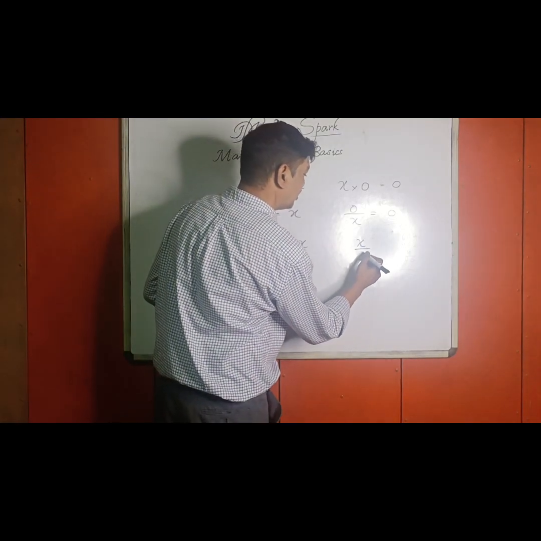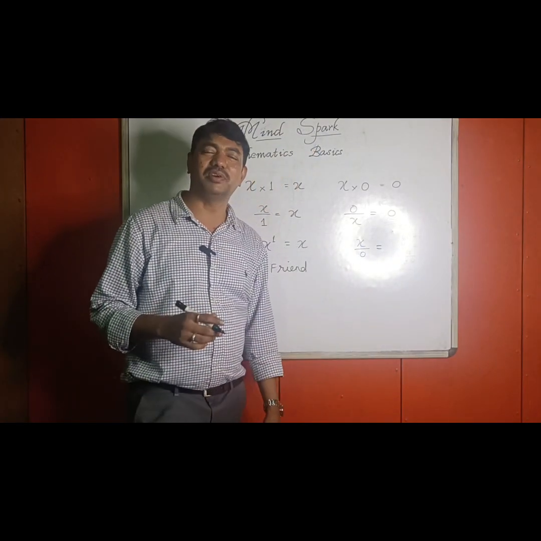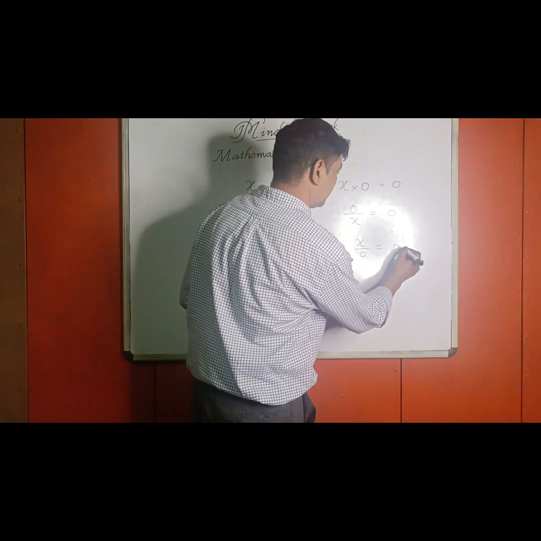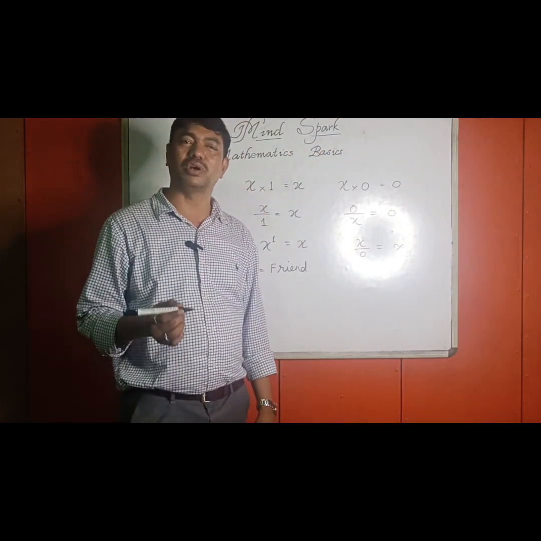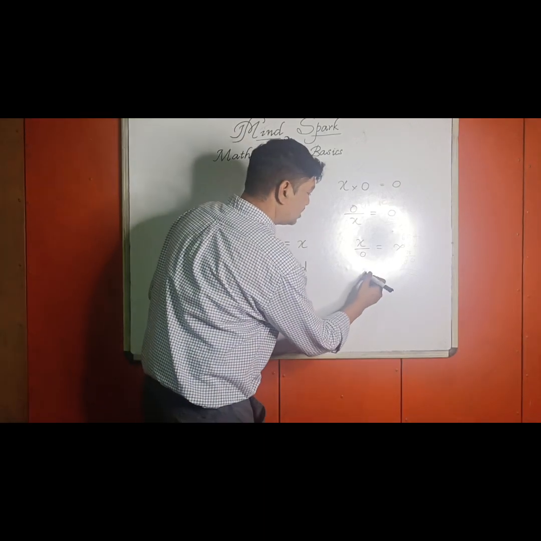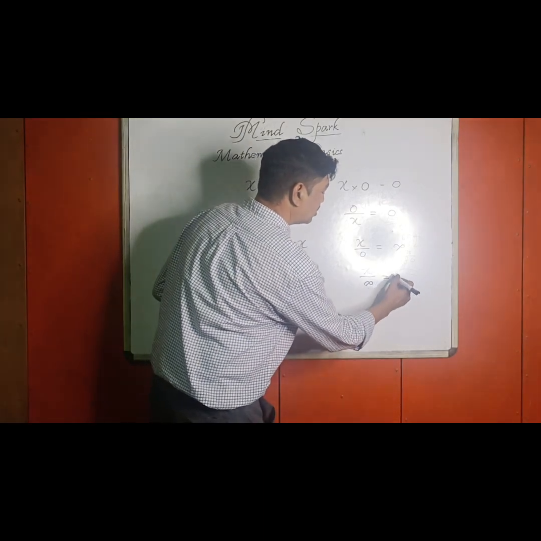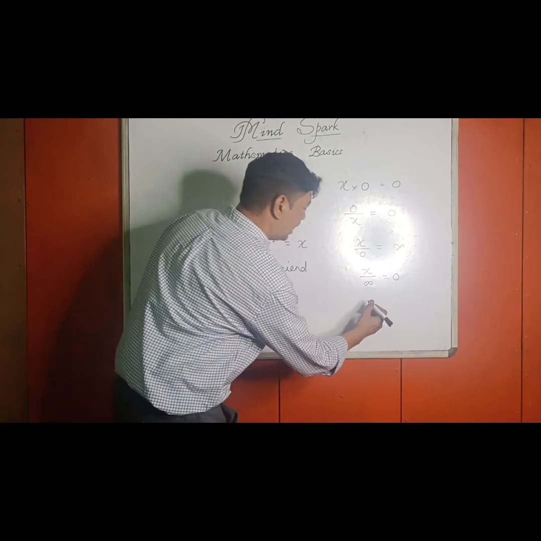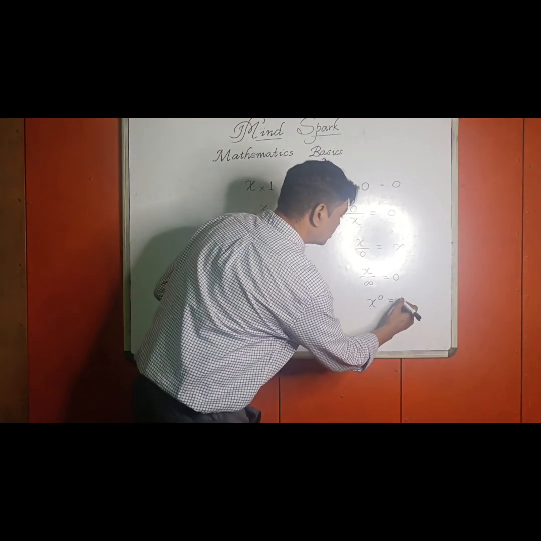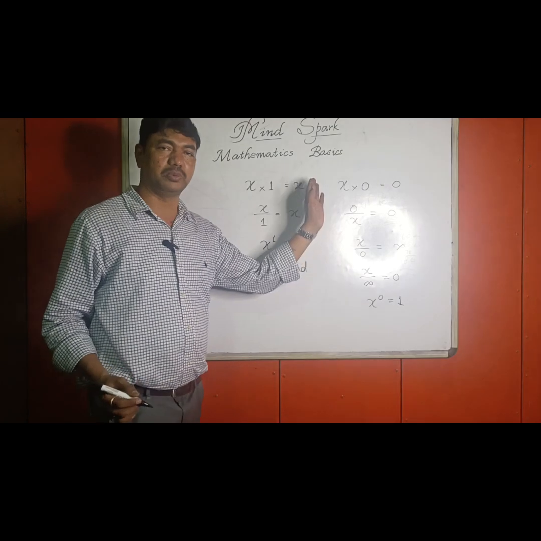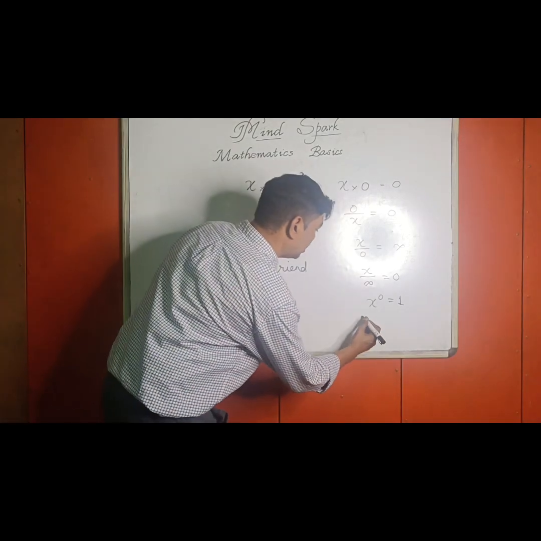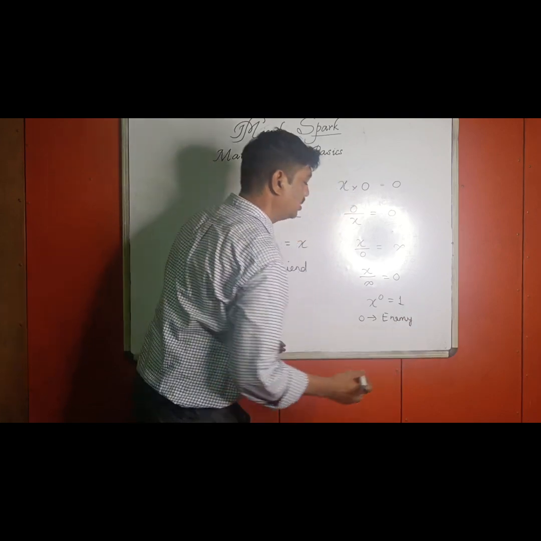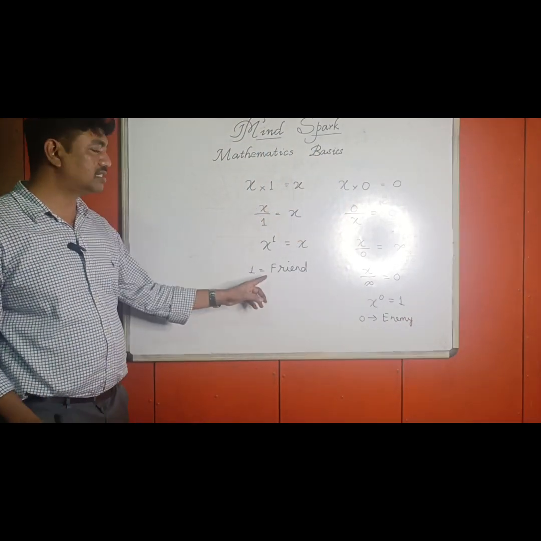And what is x divided by 0? x divided by 0 is infinite. It's not defined. Understand? x divided by 0 is not defined. And x divided by infinity is 0. Another one is x raised to 0 is 1. So these are the operations. 0 is the enemy and 1 is the friend.